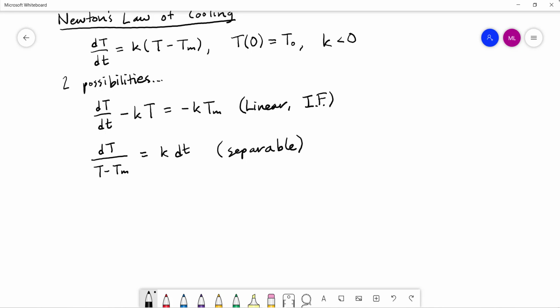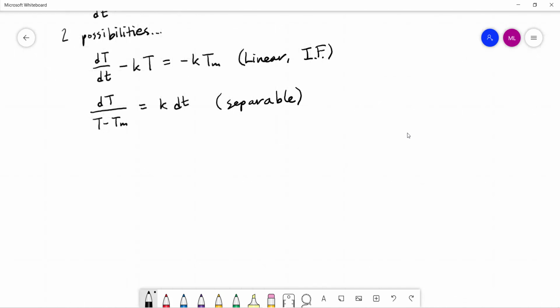So you can use either approach, whichever one you are more comfortable with, to solve this. You could use integrating factor on this rearrangement of the terms in the equation, or you could use the separable approach on this rearrangement of terms. It's kind of up to us. I think I'm going to go with the separable approach.